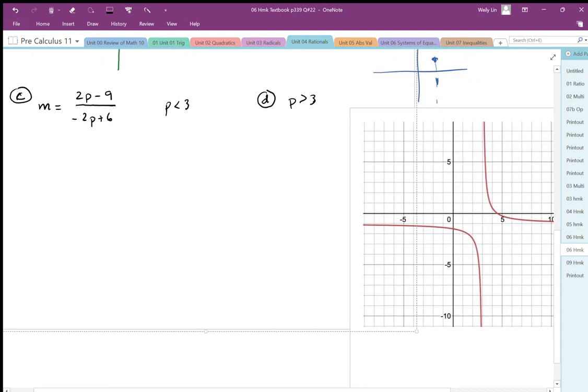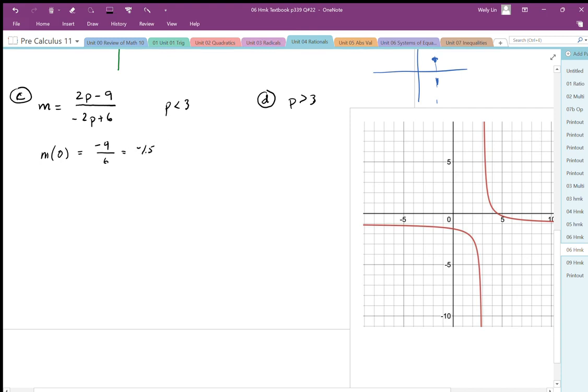Part C asks what is happening to the slope for p-values of less than 3. So what we can do is test some p-values. I can plug in a p-value of, for example, 0. When p is 0, I plug in 0 for p, so I get negative 9 over positive 6, or negative 1.5.